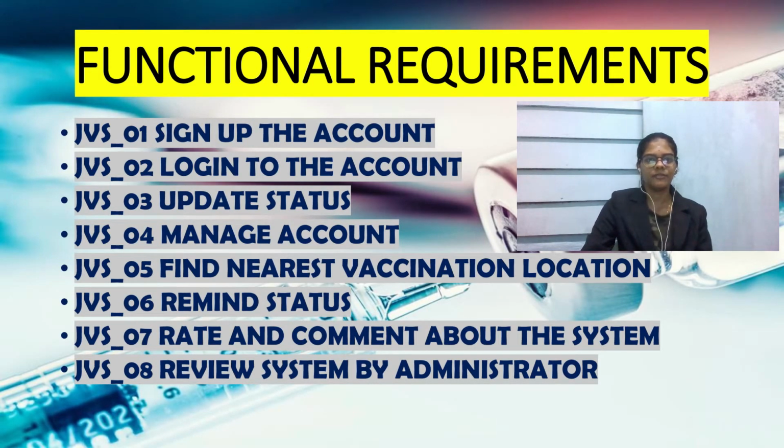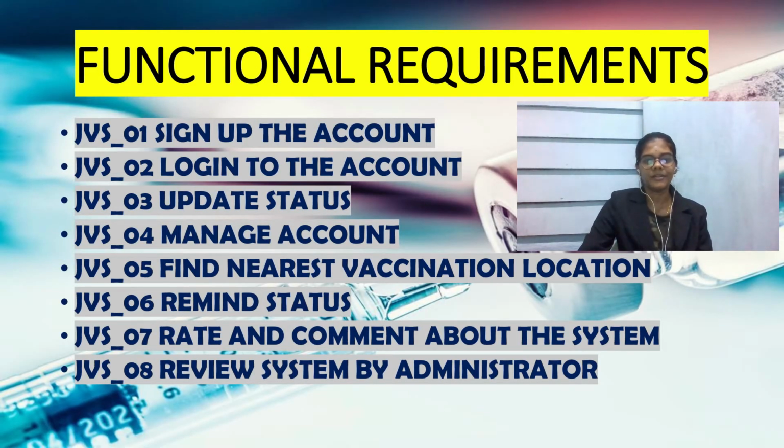Fourth, JVS04, manage account. Here, the administrator can view user details. The system shall prompt user details when administrators search a user by identification card number. The system should prompt an error message if the identification card number is not found. Administrators should be able to view the data accounts and archive the data accounts. The system should be able to display the archived data accounts when the administrator accesses it.